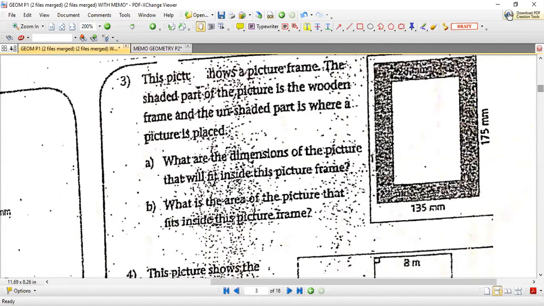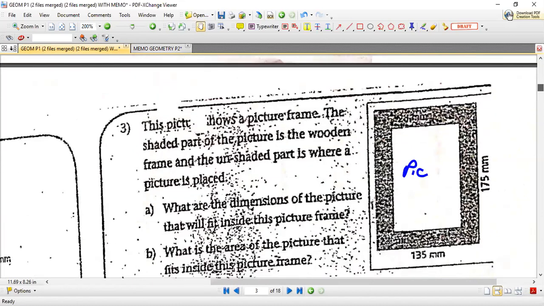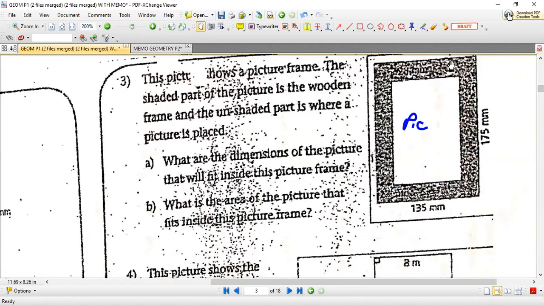Okay, same on page 3. We have a picture frame. The shaded part of the picture is the wooden frame, and the unshaded part is where the picture would be situated. So we are saying that here is the picture. Okay, we want to calculate what are the dimensions of the picture that will fit inside this picture frame. Now, what we are told is that it has a border around the picture.